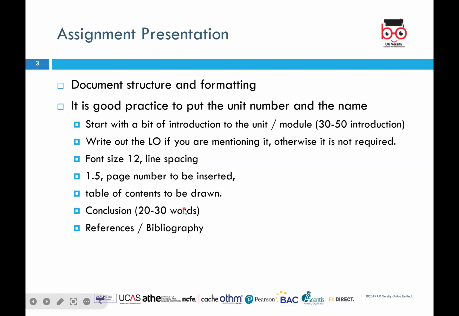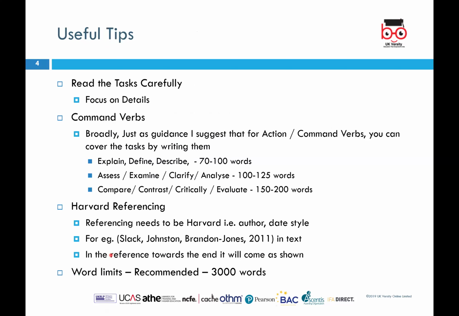Table of contents should be there initially. So you start with your unit number and the name of the unit, and then you go for the table of contents. Your conclusion should be about what you've learned in this whole unit, should be around 20 to 30 words. And at the end, you have your references and your bibliography. So references within the text also, you need your references. Okay. And at the end, you have to have a list of the references, which is known as the bibliography.